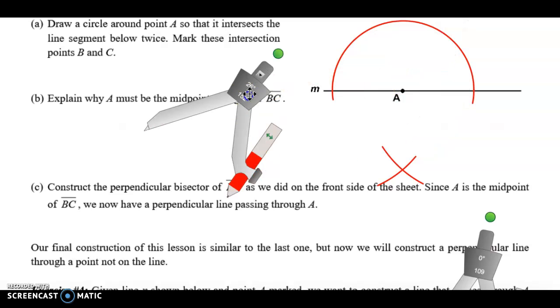With the same setting, I draw an arc. And where those two arcs meet, that's going to get connected with point A. And then I'll use my straight edge and I will connect those. And that line is perpendicular.